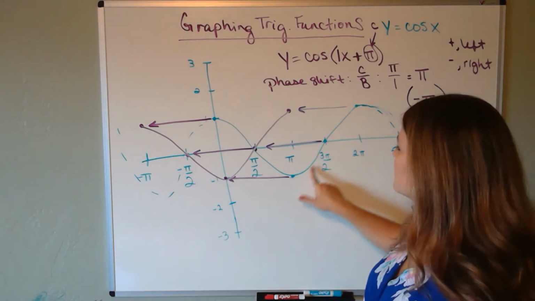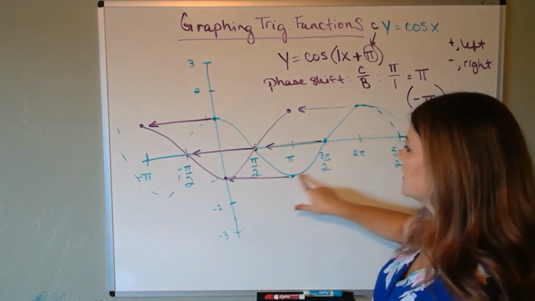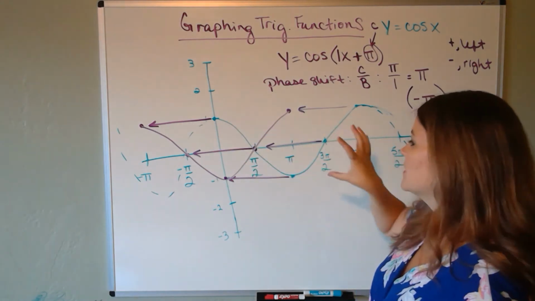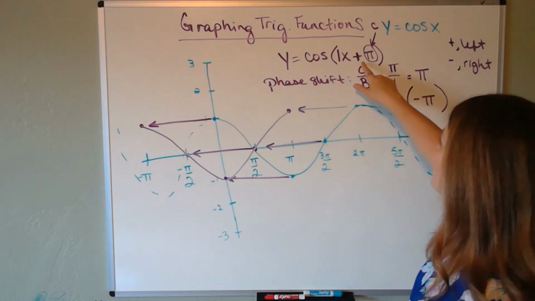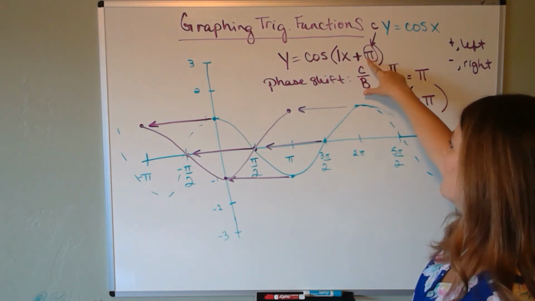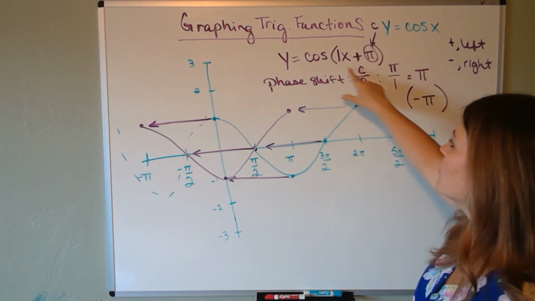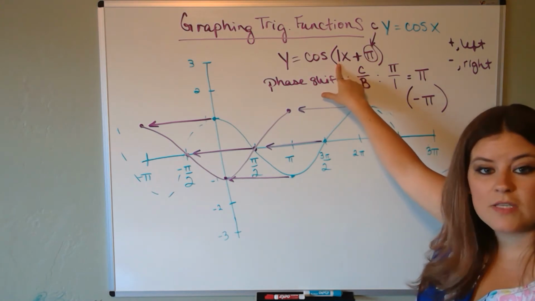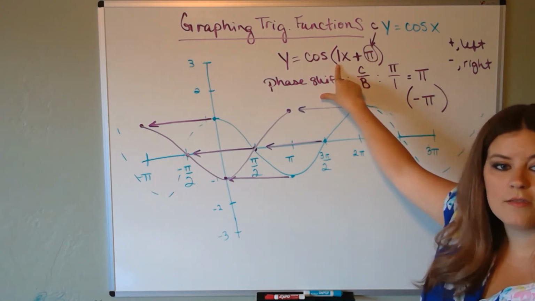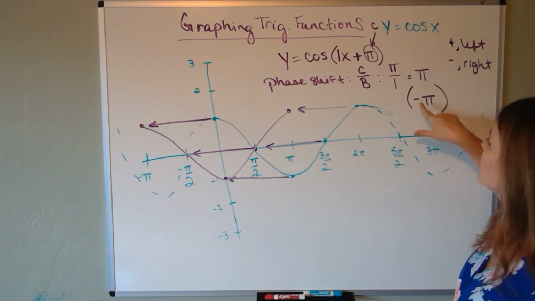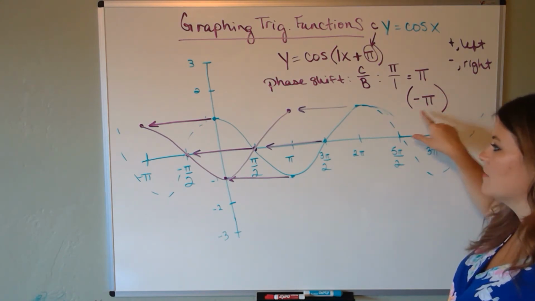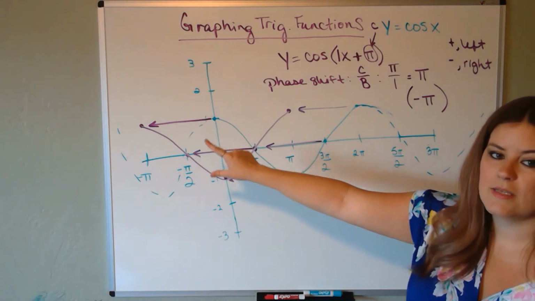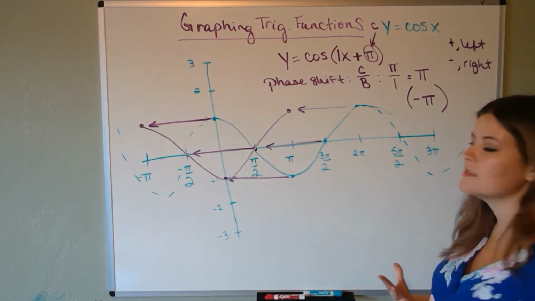So what we did, we took this basic cosine, we picked it up and we moved it over pi units to the left. Because this was a plus pi, our phase shift was C over B. Remember, if you have a B value that's not just 1, you will have to put that on the bottom. And then you note that the phase shift would be minus pi because the minus indicates that it's going left. So I know this is a lot to work with, guys.